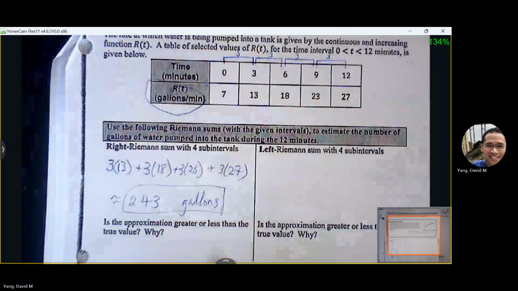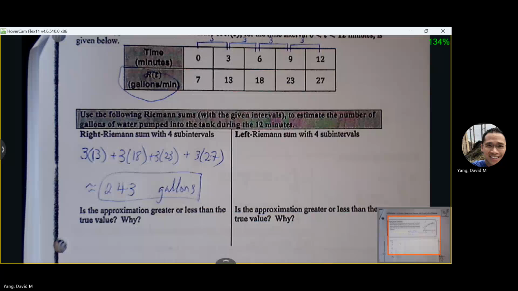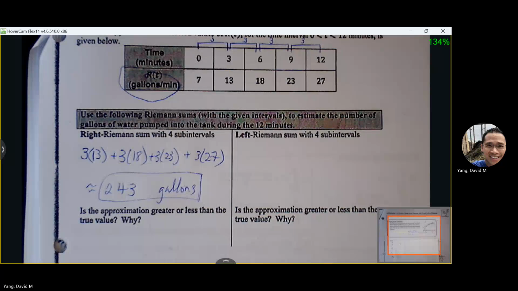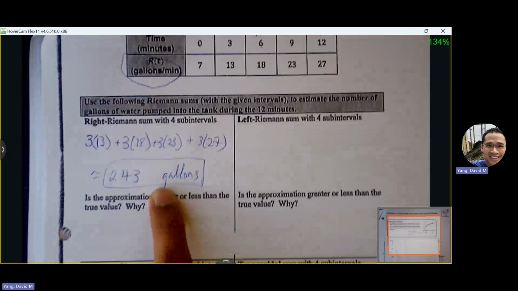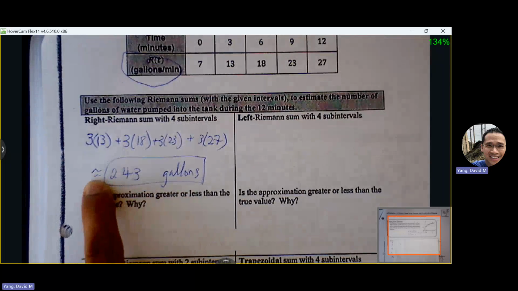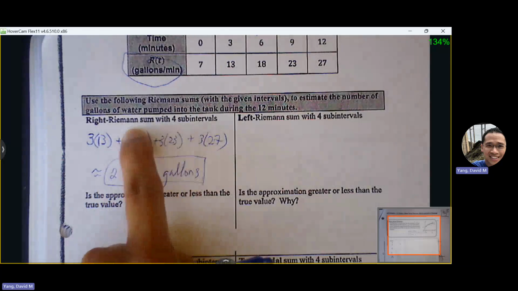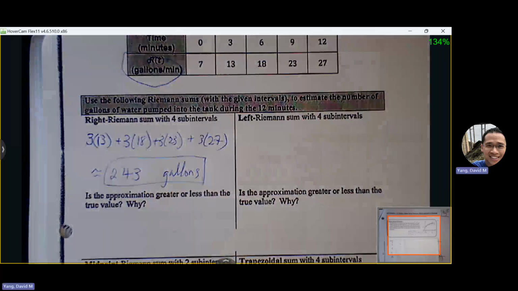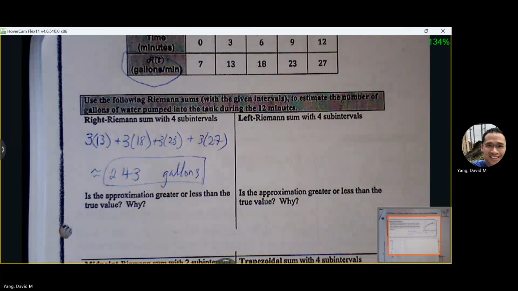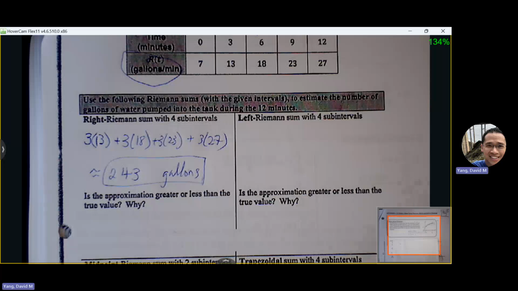Question? Okay, try left Riemann sums. Do you round it? What do you mean? The number of gallons. We know this is an approximation. Is that what you're asking? Yes. So we say a squiggly line because obviously we don't know the exact value, but we're just doing an approximation. Okay, let's do left Riemann sums.